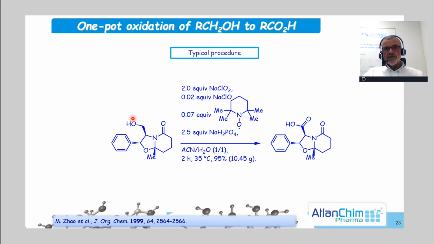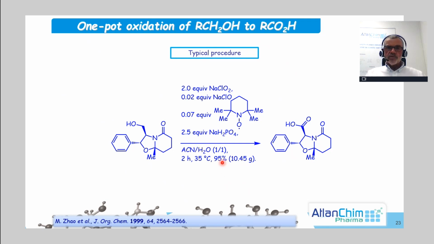This primary alcohol was treated with two equivalents of sodium chlorite in the presence of catalytic amounts of sodium hypochlorite and TEMPO in a mixture of an aqueous solution of sodium dihydrogen phosphate buffered to pH 6.5 and acetonitrile. After 2 hours at 35 degrees, the desired carboxylic acid here was isolated in a 95% yield on 10 gram scale.